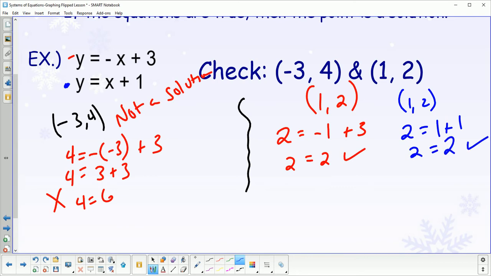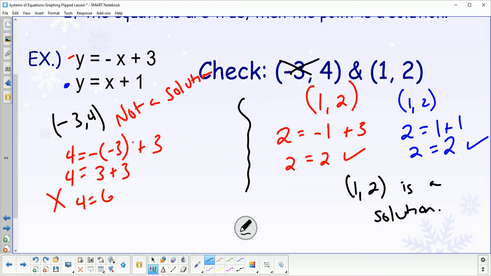Since it's true for both of these, 1, 2 is a solution to that system. Negative 3, 4 would not be. So negative 3, 4 didn't work because it didn't work for that one equation. 1, 2 works for both. So it is a true statement. So therefore that is a solution to this system of equations.